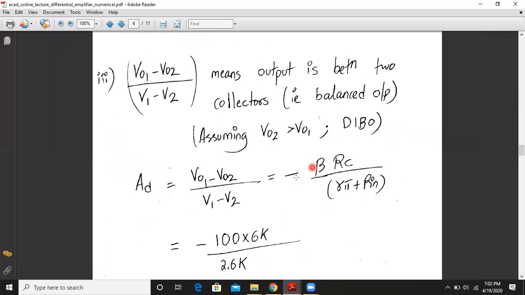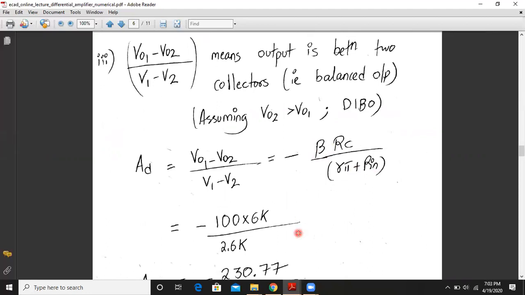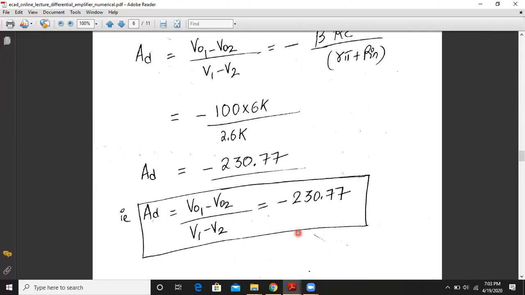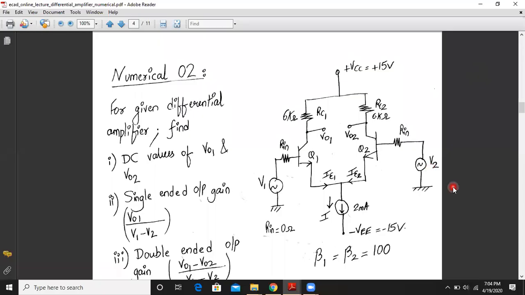Yes, we have considered a minus sign because VO2 is greater than VO1. That is our assumption, and the minus sign indicates input and output are out of phase. So it is minus beta RC upon R pi plus Rn. R pi we have evaluated before. Rn is 0. So it is nothing but 100 into 6K upon 2.6K. That number comes out to be 230.77. So the differential voltage gain over here is minus 230.77. Okay, so we have completed this numerical number 2.